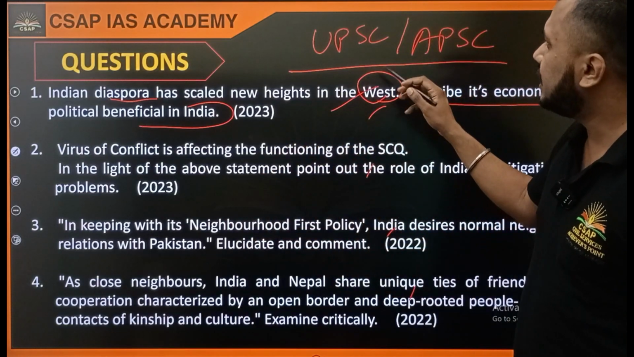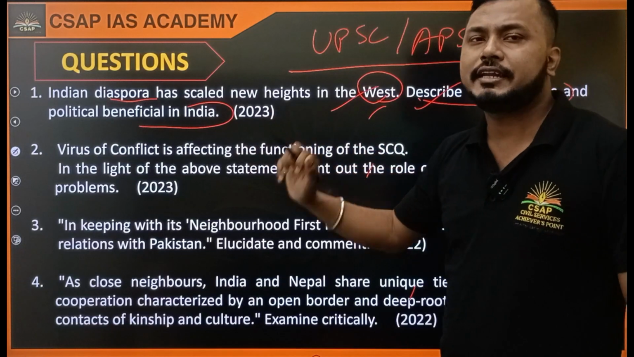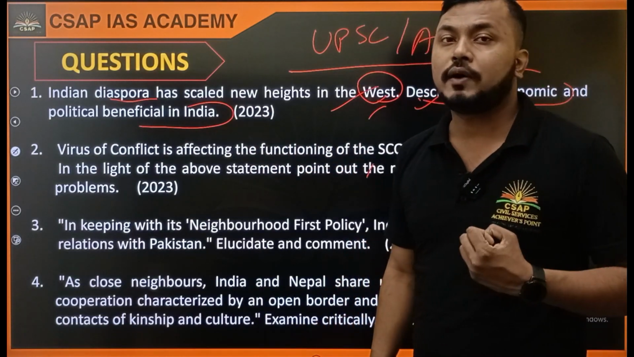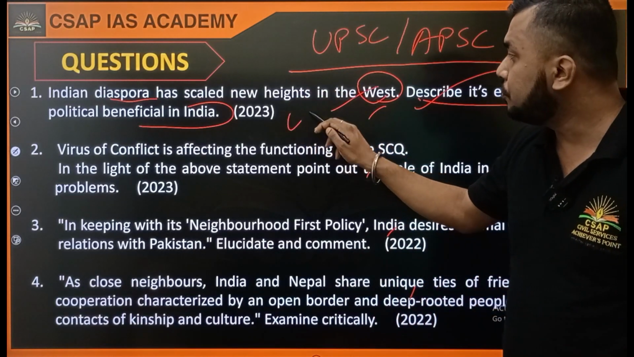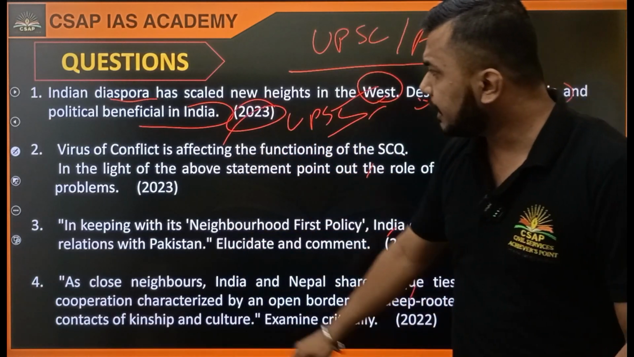Very easy questions. You have to just classify who is an Indian diaspora and then discuss what are the respective political and economic benefits which India is gaining just because of the NRIs who are living in the West. This is what it is saying. Very easy question, a UPSC question, 2023 it has come.